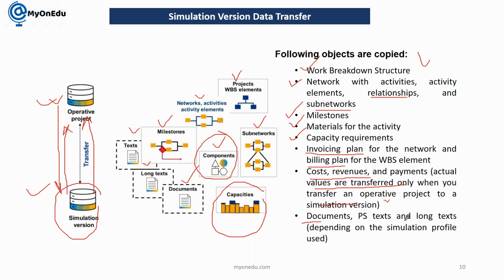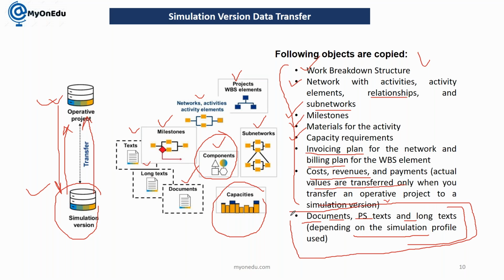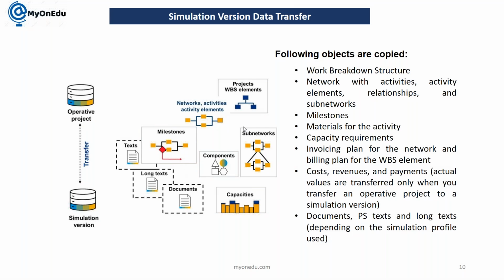Then you have documents, PS text and long text, depending on the simulation profile. When we are creating a simulation profile, we need to keep in that profile the different documents you are going to transfer: documents, PS text and long text. In the snapshot planning profile, the project version profile, we had options for the different objects you want to transfer into the project version. But we don't have this choice here in simulation. It will always transfer all these things, and only these few depend on the profile. The remaining things are default. We'll see here in the system how it works, but before that let me explain the next point.